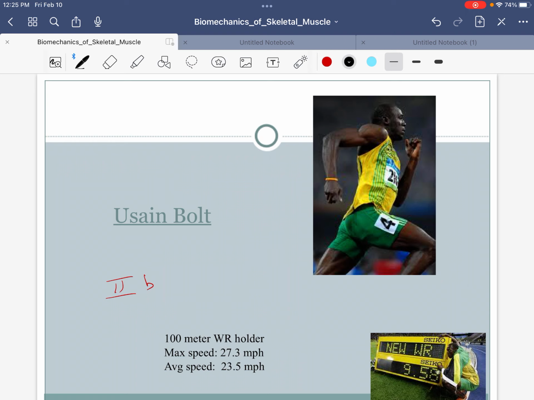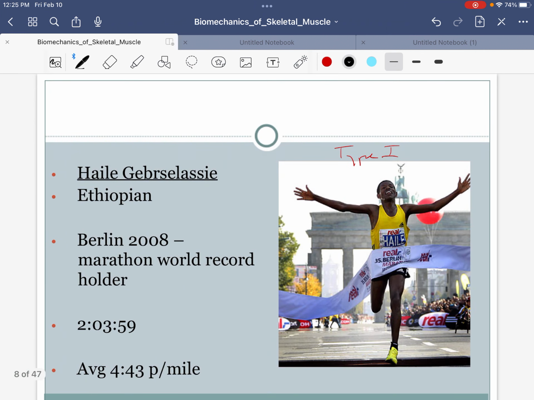What is the age of Olympic champion sprinters? Probably they peak in their mid-20s. I'm not going to ask you that, but I'm just making a point. What about the world-class marathoners? They actually tend to peak in their 30s.